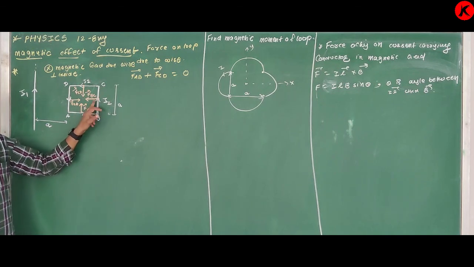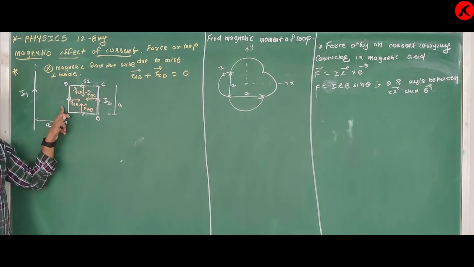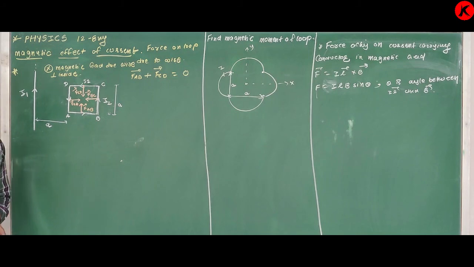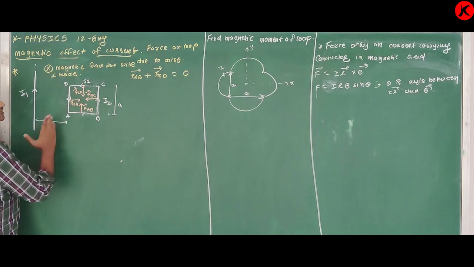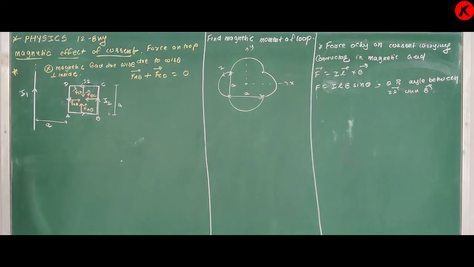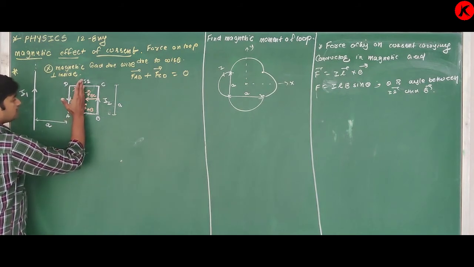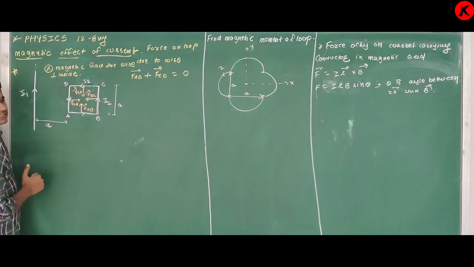Now we have to find what about FBC and FDA. The direction is opposite, but their magnitudes are not the same, because this wire is at a distance A from the wire and this one is at a distance 2A from the wire. So due to changing distance, the magnitude of the magnetic field changes and the force also changes. For these two, distance is the same; for these two, distance is different.